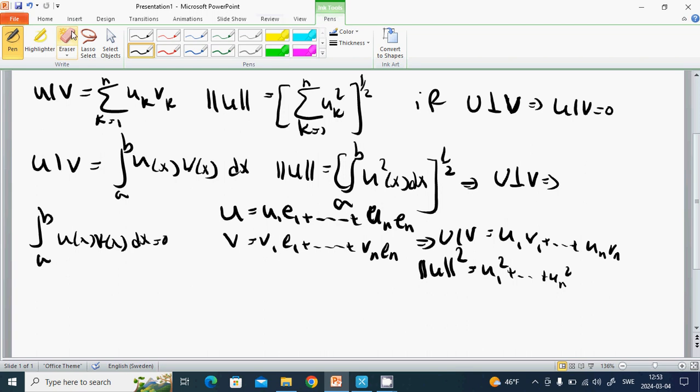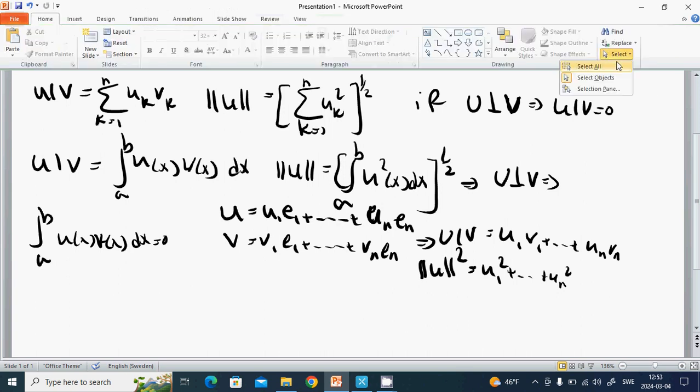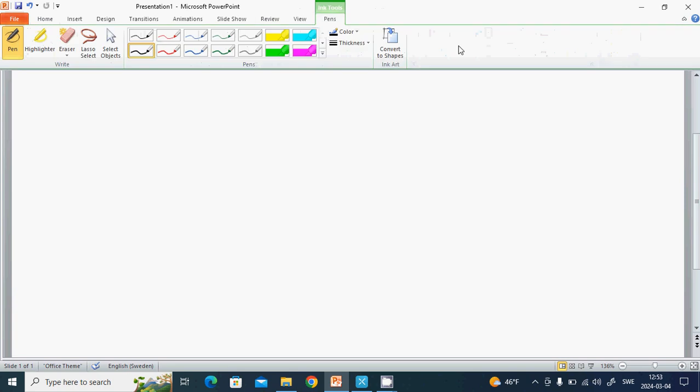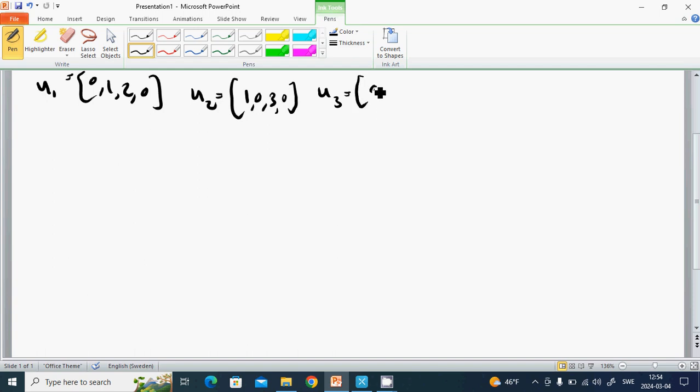Okay, we are going to have an example. We assume that u1 equals (0, 1, 2, 0), u2 equals (1, 0, 3, 0), and u3 equals (0, 1, 4, 1).